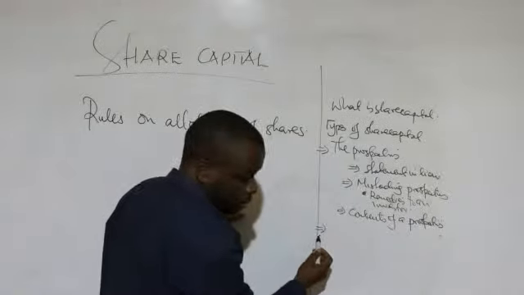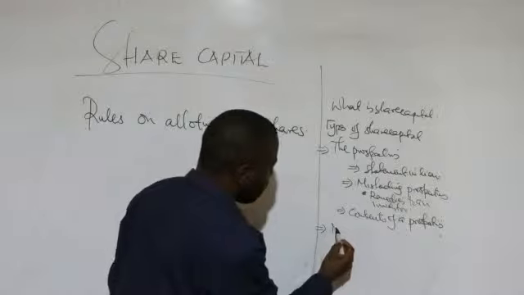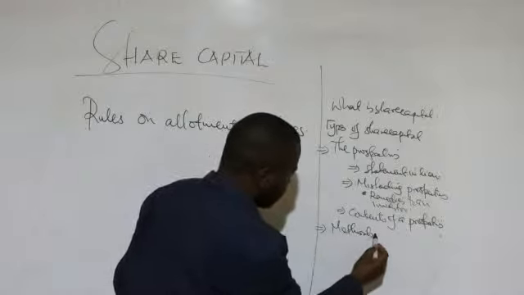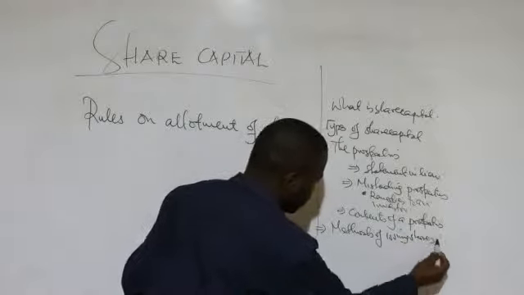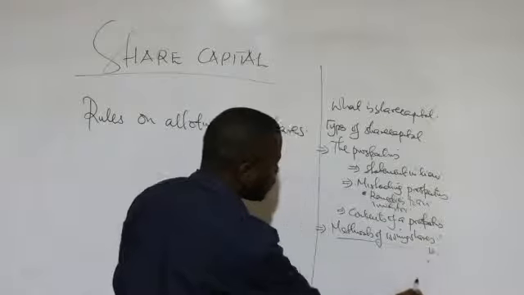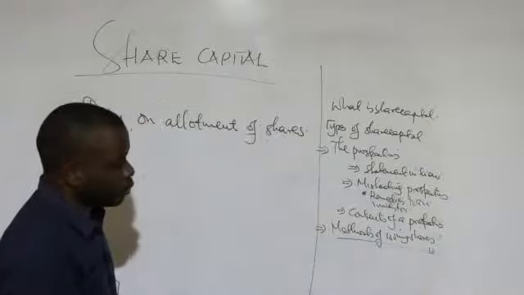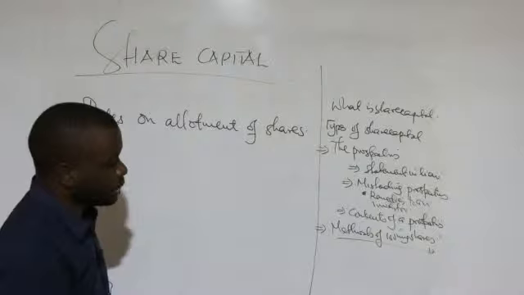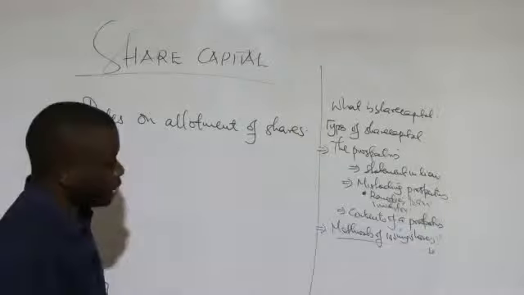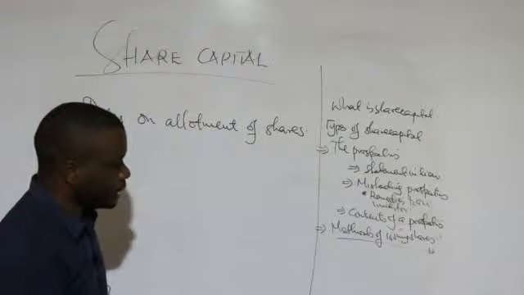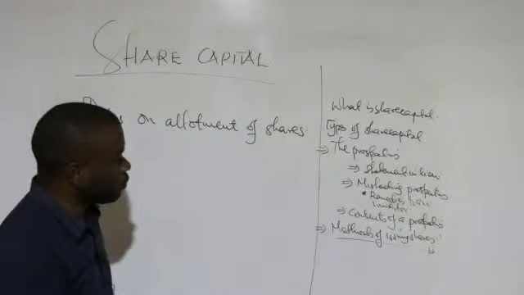Then be able also to know methods of issuing shares. I think this is the last thing we looked at. We say there are different ways under which a company can issue its shares. So maybe we can have direct offer, offer for sale, placing, tendering, or a rights issue. So you should be knowing this one as we move on with the topic.